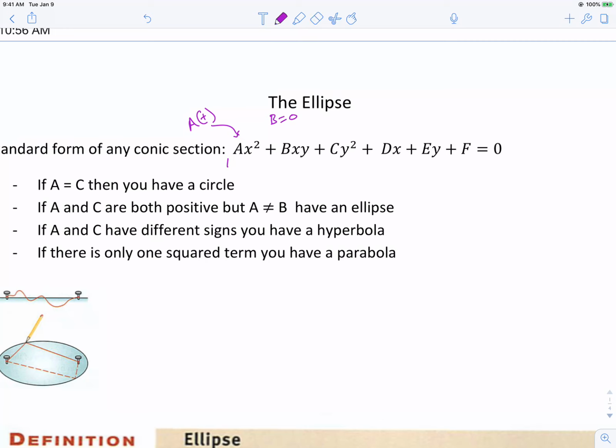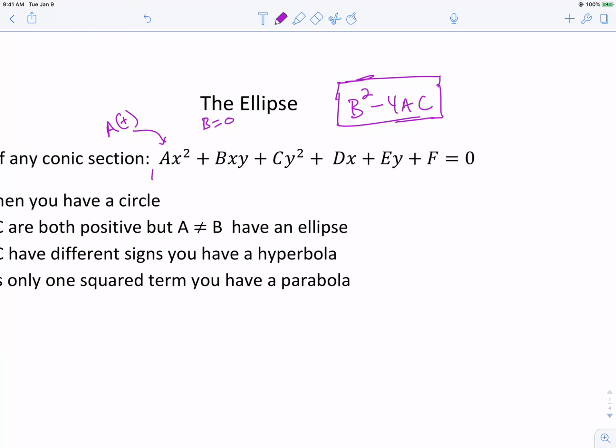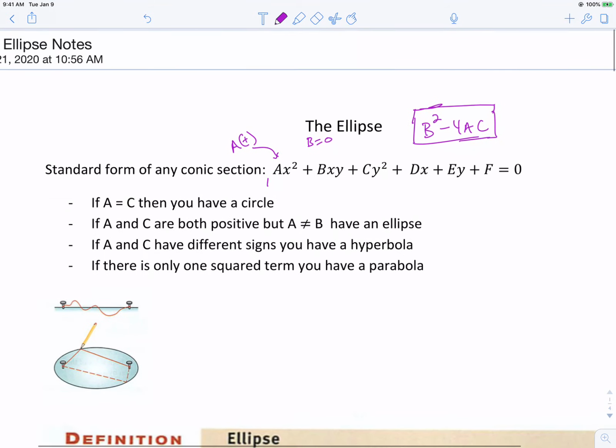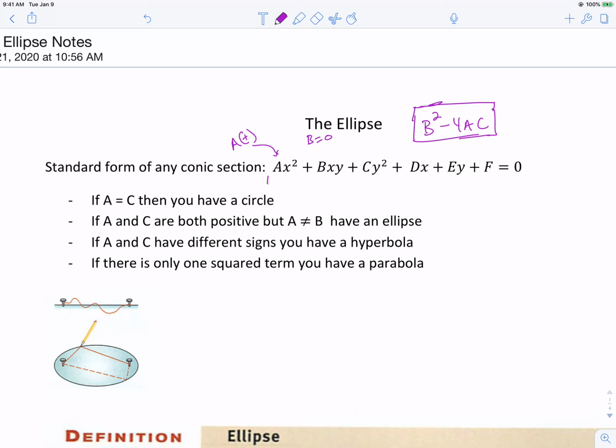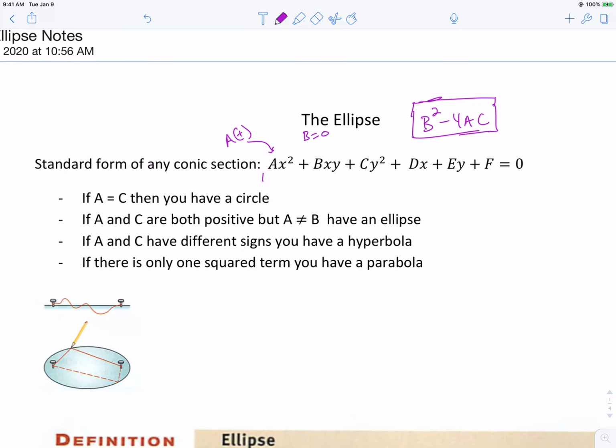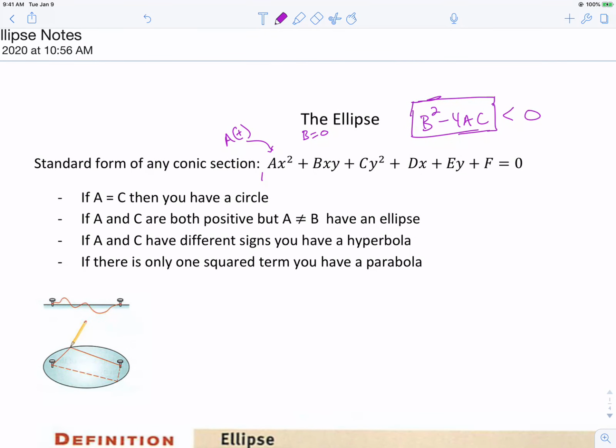We need to think about the B because that is how we determine if it is an ellipse. We do the discriminant, B squared minus 4AC. Sorry, I said determinant, discriminant. And depending on if it's bigger than 0 or less than 0, we know if we have an ellipse or a hyperbola or whatever it is. So for the case of the ellipse, the discriminant would be less than 0, meaning negative.